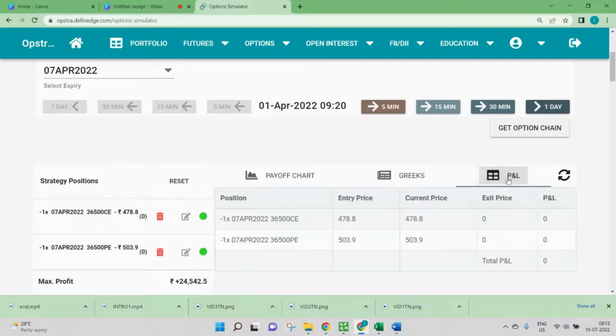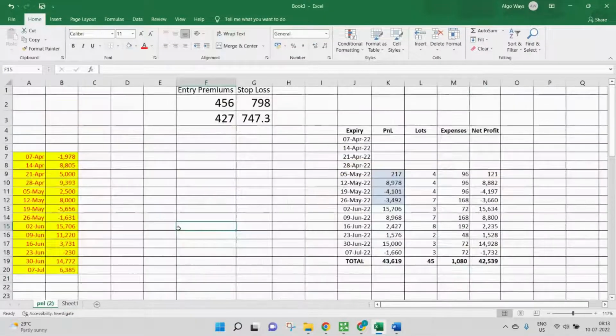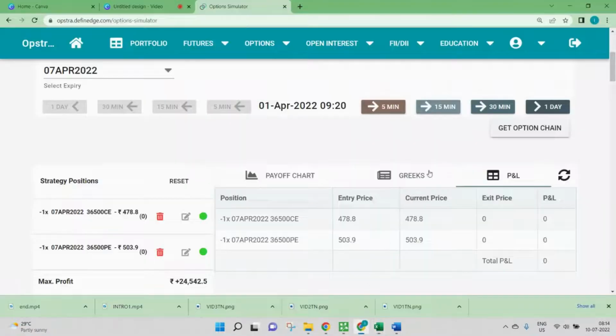So let us see what we have sold. We have sold 478 and 503. So we have a stop loss above 800. Till then we can go quickly on the simulation timeline.